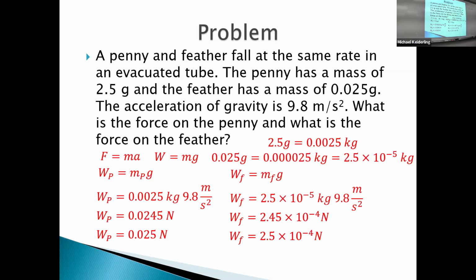Yes. Why do we have to do it? Because newtons are kilogram meters per second squared. If you didn't convert, both of these numbers would be 1,000 times bigger and would be wrong. So basically, because of the way we've defined this equation, it assumes that mass is in kilograms and acceleration is in meters per second squared, then force will be in newtons.